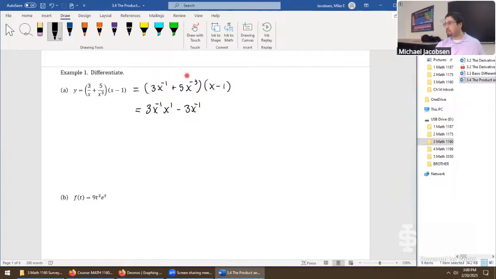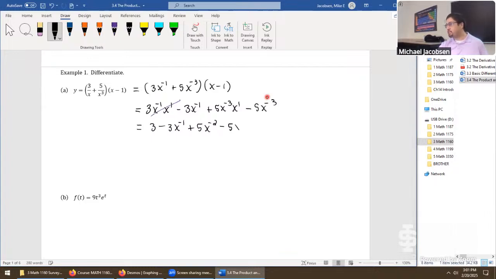And now distribute this. Plus 5x to the power negative 3 is multiplying this x. And again, you can leave it just like that, but for help with visualizing the exponent rules, you can insert a power 1 if it's helpful. Then multiply this against negative 1 minus 5x to the power negative 3. One extra step. These two cancel. We have a 3 here, minus 3x to the power negative 1. We can combine the bases on this one to plus 5, x to the power negative 2. And nothing much to do on this one, just minus 5, x to the power negative 3.